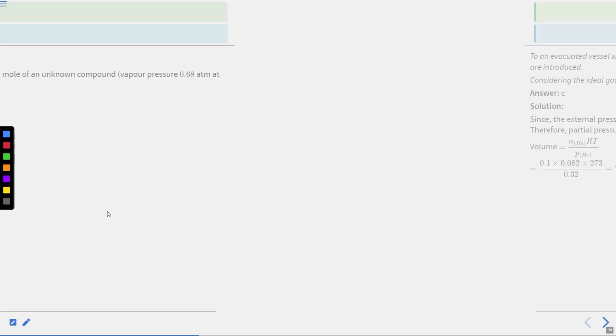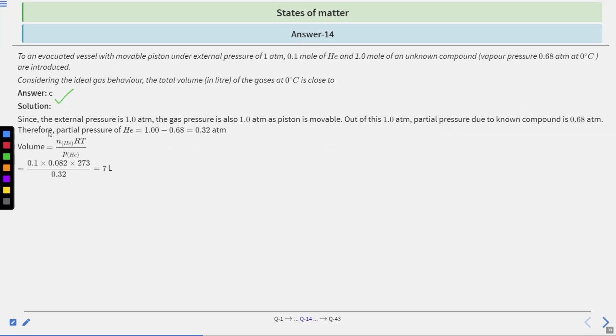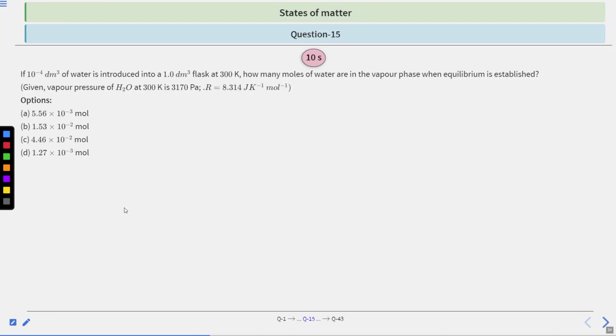Okay, so the correct answer will be option C. Since the external pressure is 1 atmosphere, the gas pressure is also 1 atmosphere, as the piston is movable. So out of this 1 atmosphere, the partial pressure due to the unknown compound is 0.68 atmosphere. Therefore, the partial pressure of helium will be 1 minus 0.68, that is 0.32 atmosphere. So volume will be nRT upon P. So moles of helium, RT is given, and upon P of helium. Putting the values, the volume comes out as 7 liters. Hence, option C is the correct answer. Moving on to question number 15.